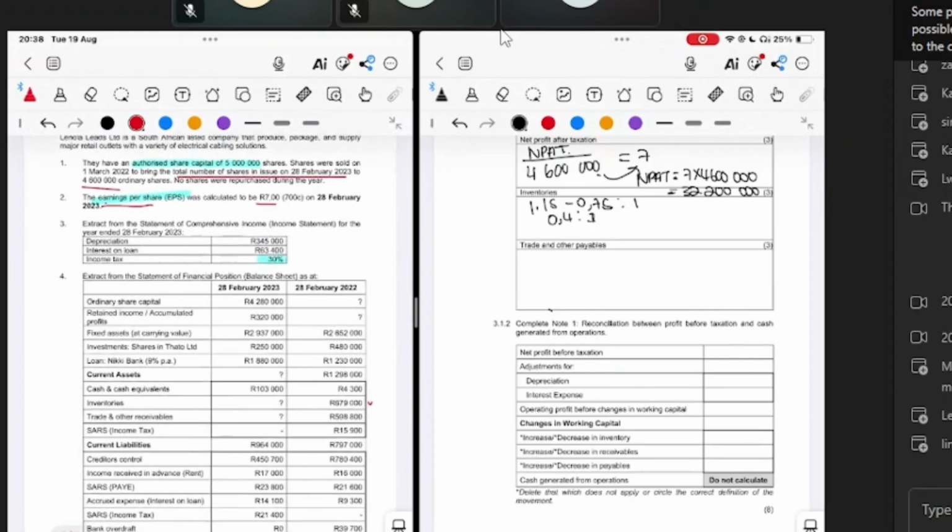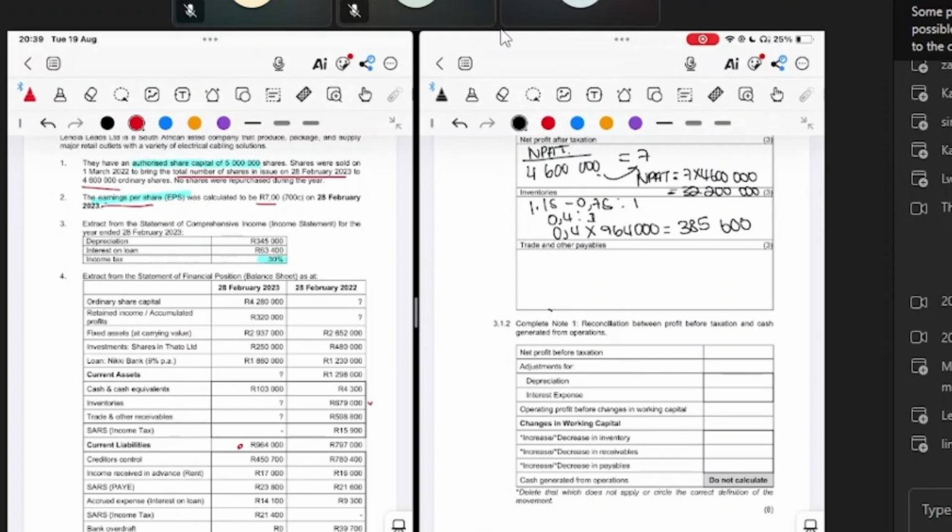Our current liabilities for the current year are 964,000, meaning to get our inventories, we just need to take the 0.4 times our current liabilities of 964,000. So 0.4 times 964, and that will give us our inventories of 385,600. Any questions? Okay. If no one's saying anything, I'll continue.